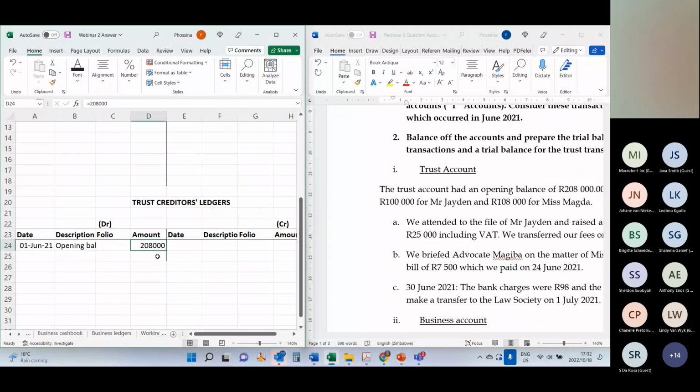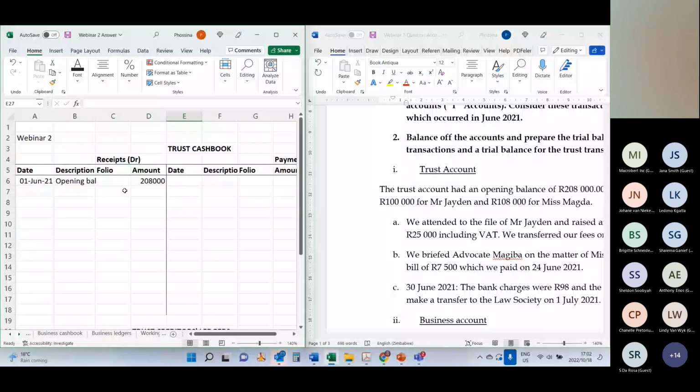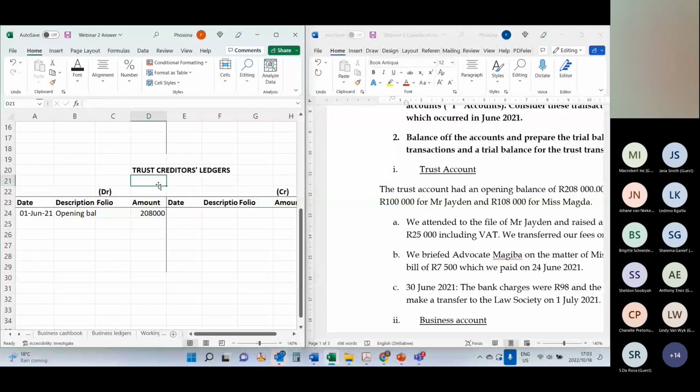But in this case, because our trust account, we started by debiting the 208. Then our ledgers, we are told we've got 100,000, which is this one. And then we've got 108. So we've got already in the trust account, we've got 2 clients. You see? So we do the opposite. Our first client would be Mr. J. Okay, and then it's 1 June 2021, and it's our opening balance.